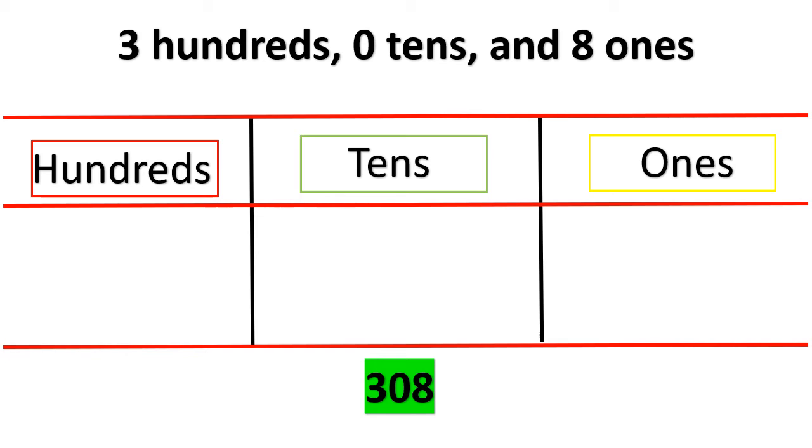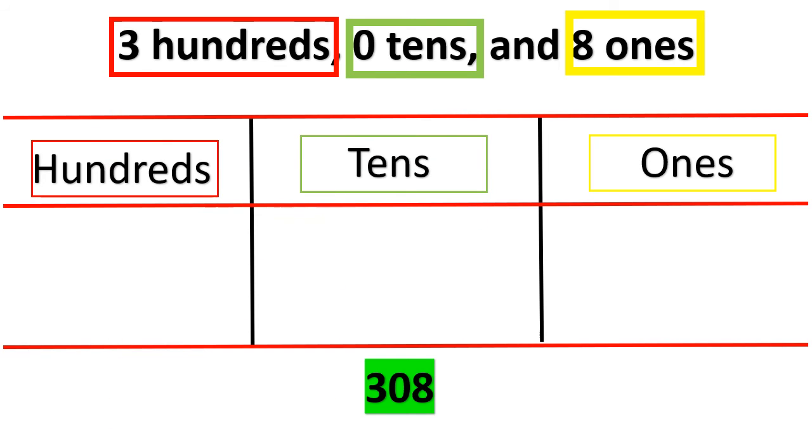Great. 308. The number 308 has 8 ones, 0 tens, and 3 hundreds. And this is what it looks like when you write it in your place value mat. Great job.